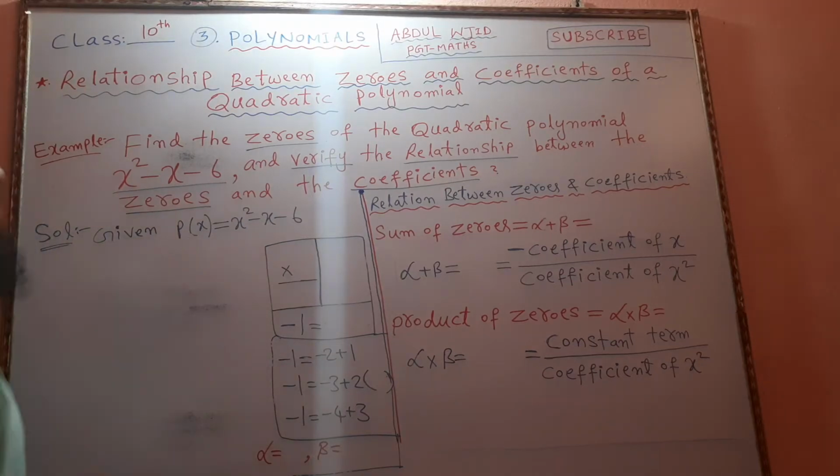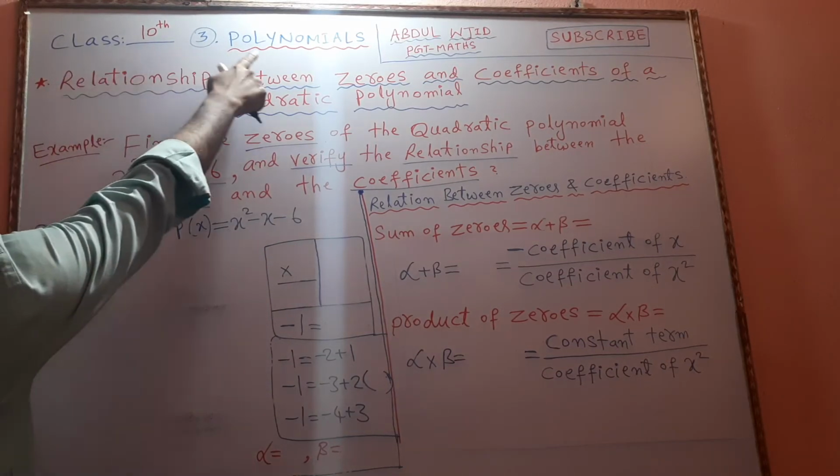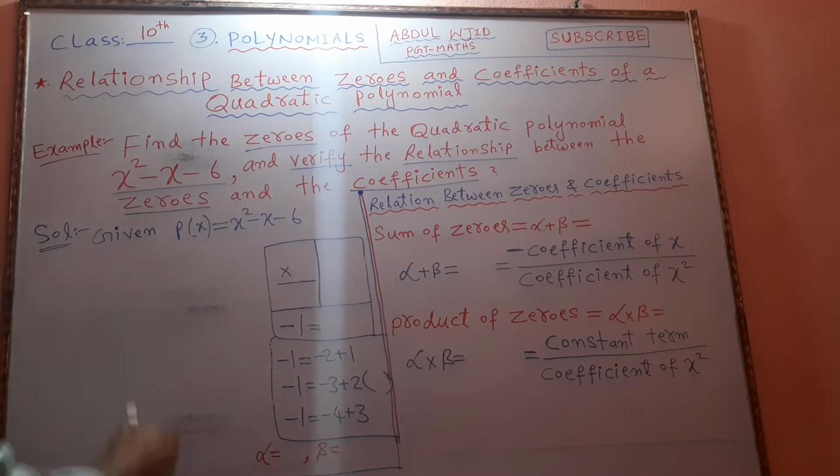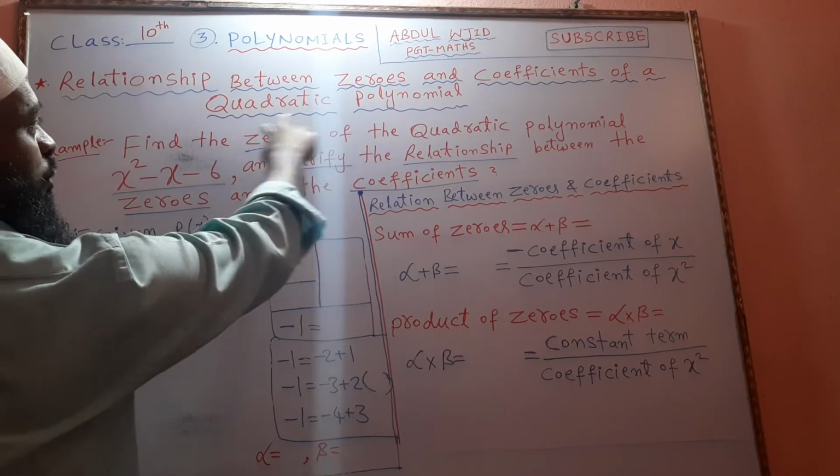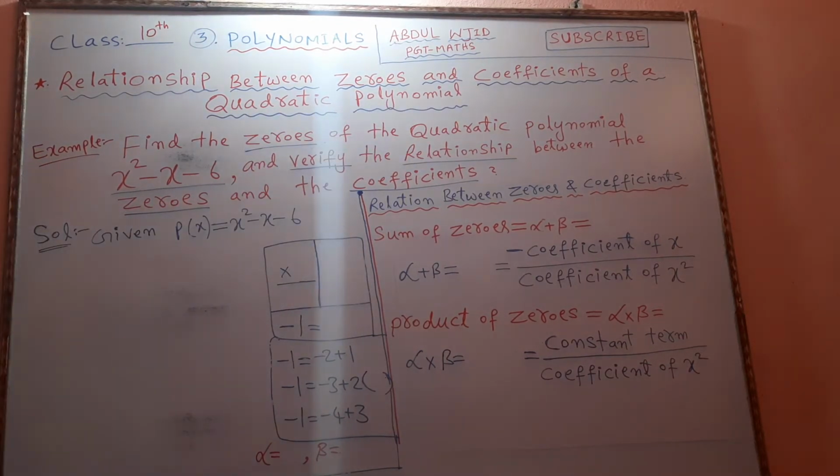Let's start, students. Today we will discuss class 10th math, chapter Polynomials. The topic is the relationship between zeros and coefficients of a quadratic polynomial.